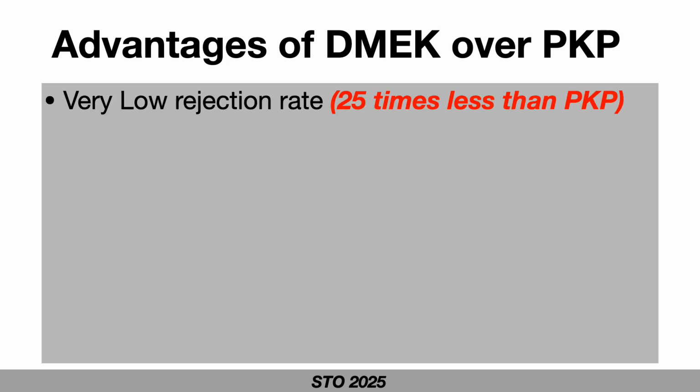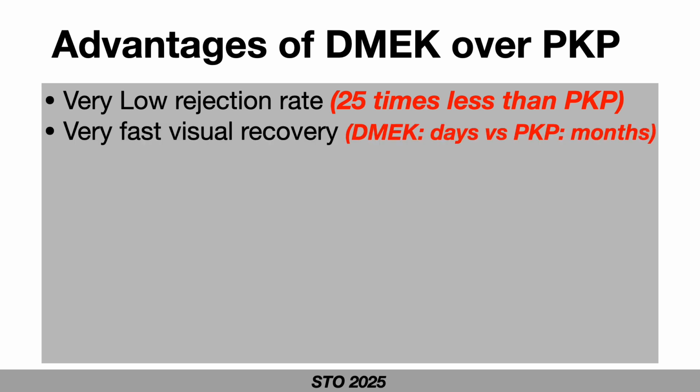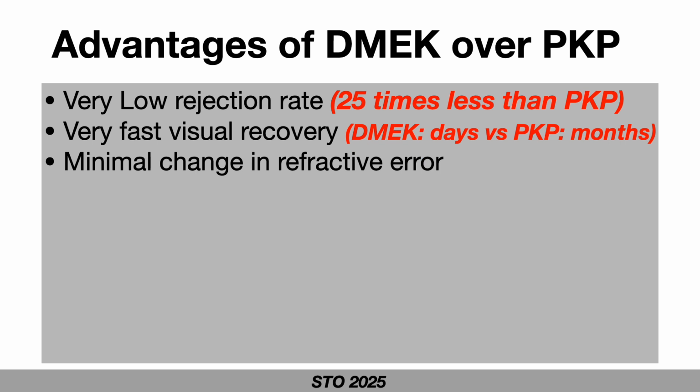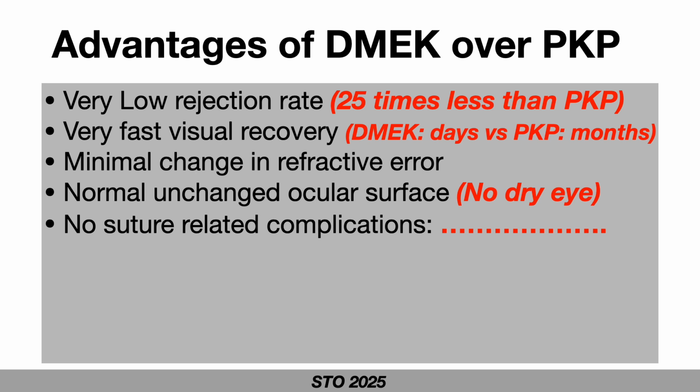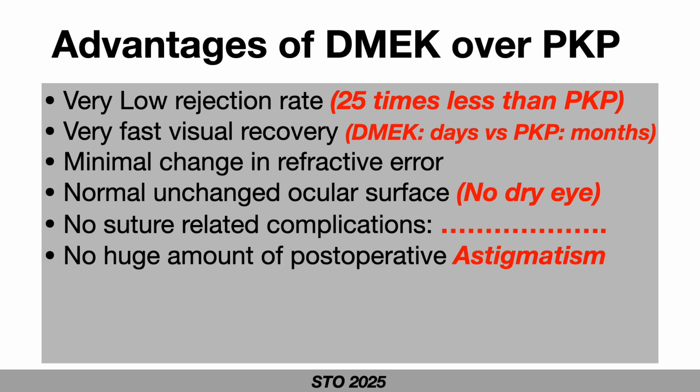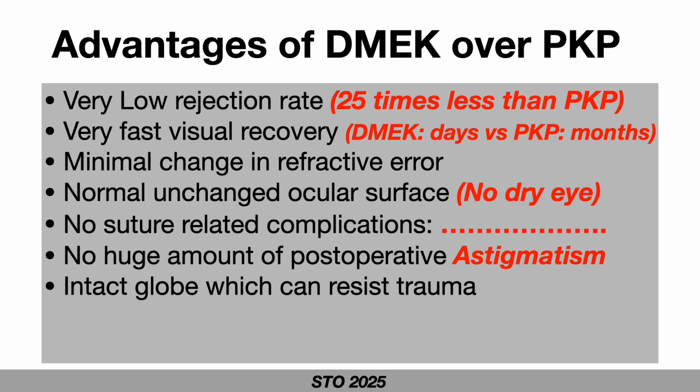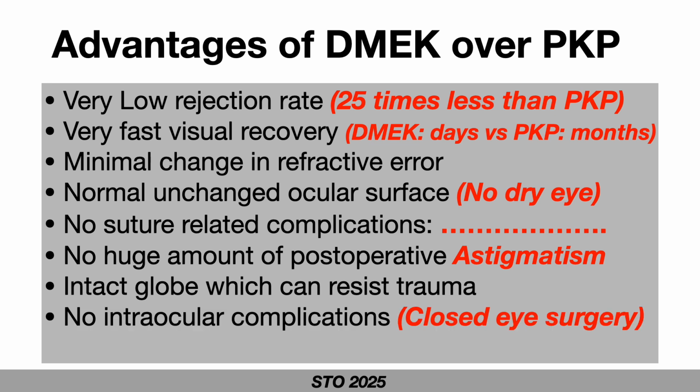It has a very low rejection rate, 25 times less than penetrating keratoplasty. It has a very fast visual recovery. DMEK needs days versus penetrating keratoplasty, which needs months or even years. The minimal change in refractive error, the normal unchanged ocular surface, no suture related complications, no huge amount of post-operative astigmatism, intact globe which can resist trauma, no intraocular complications. We work in a closed eye surgery.